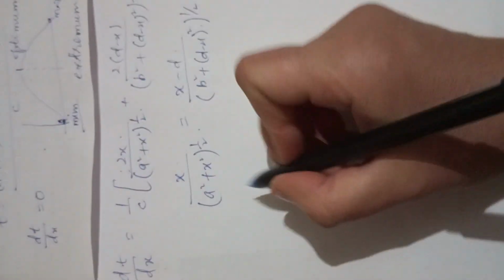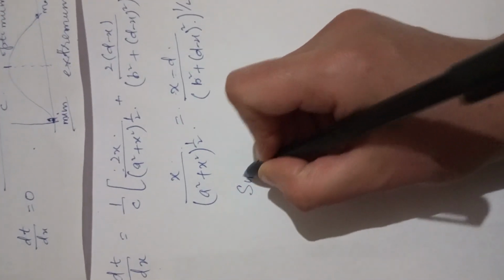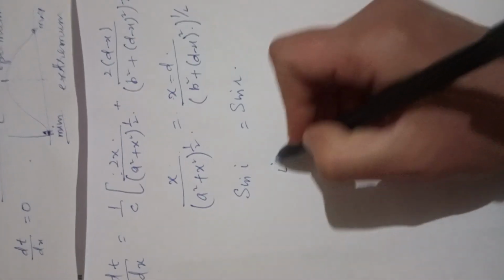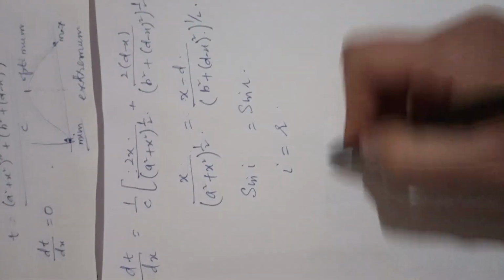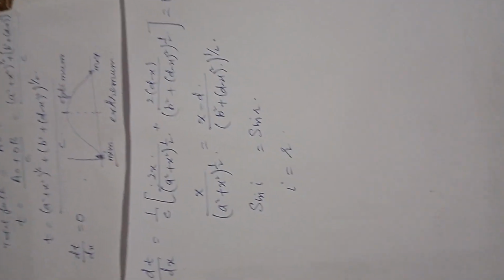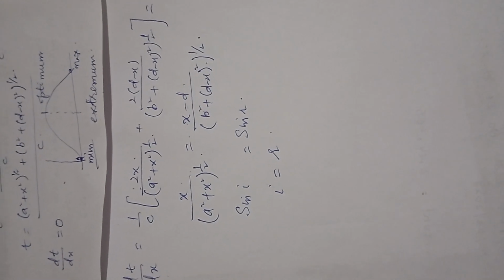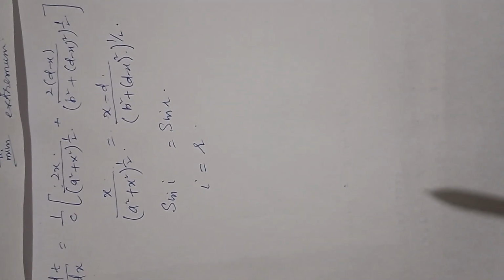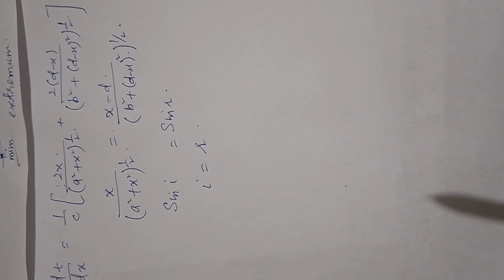So this is how we can do it. This is sine of i equal to sine of r, or in other words, i is equal to r. Angle of incidence is equal to angle of reflection. I hope you have followed that. Okay. So in the next video, we can use Fermat's principle to verify the laws of refraction of light.